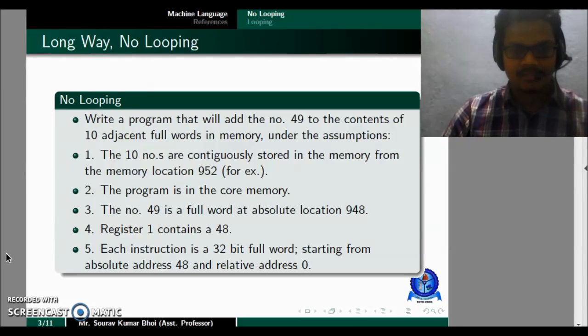The program is in the core memory. All the programs are in the core memory. The number 49 is a full word, and full word means 32-bit, at absolute location 948. So number 49 is stored in the 948 location. Register 1 contains 48. Each instruction is a 32-bit full word starting from absolute address 48 and relative address 0.